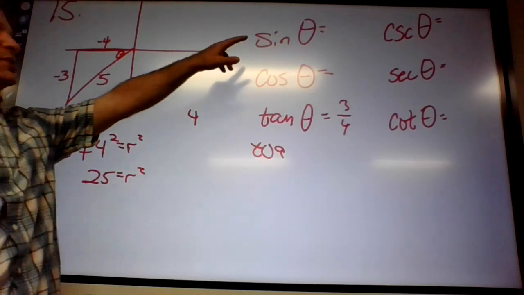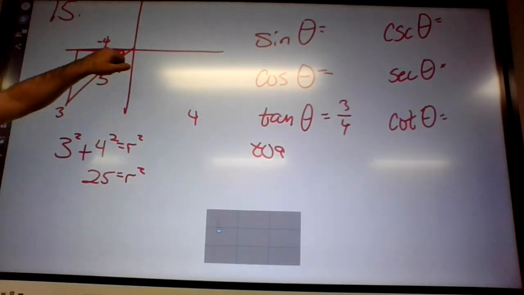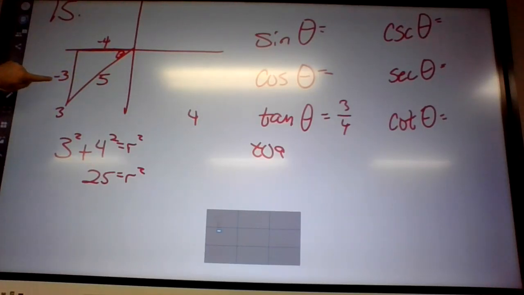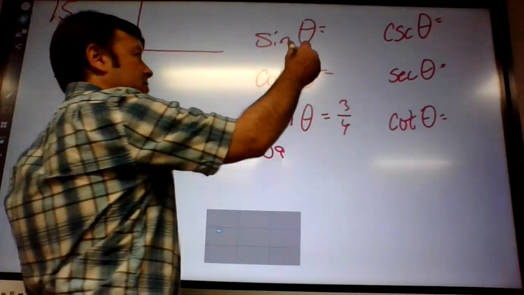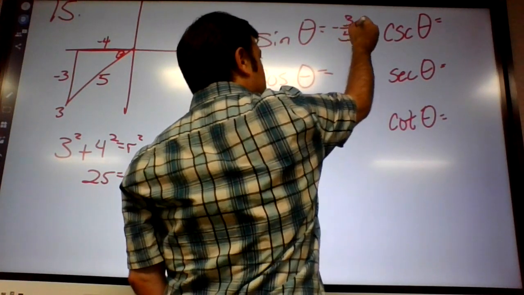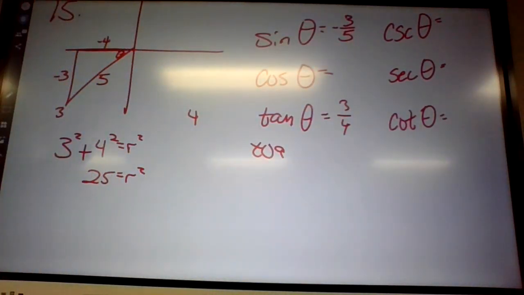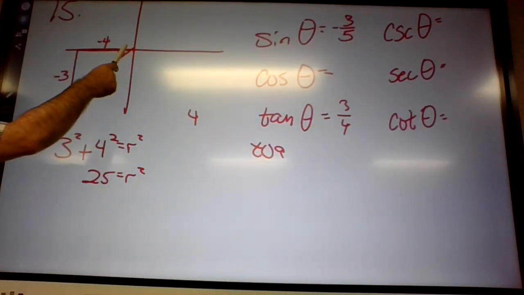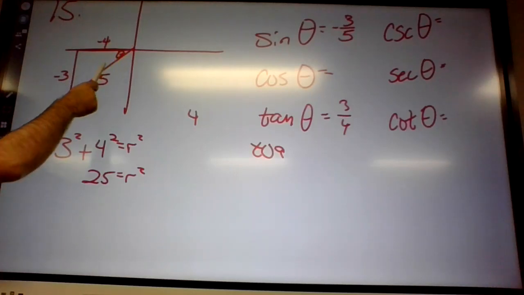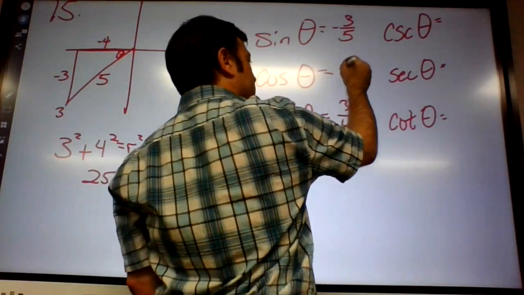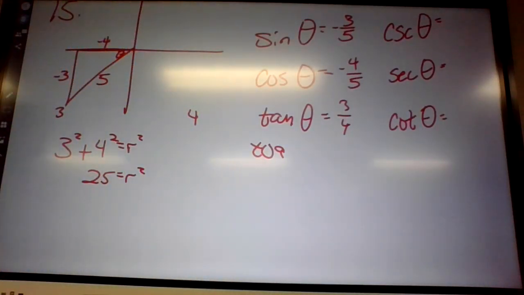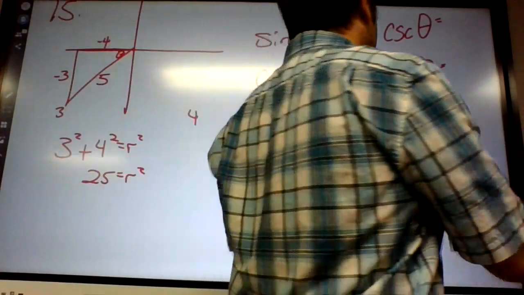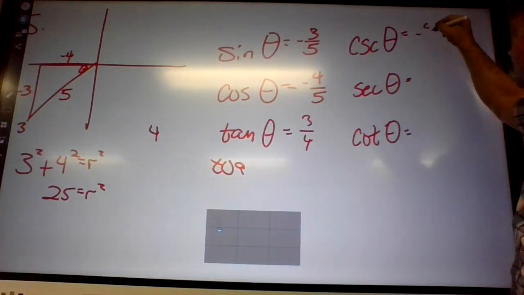Okay, so sine of this angle, what's sine supposed to tell us? Opposite over hypotenuse. So -3/5. Cosine is supposed to tell us adjacent over hypotenuse. And that's the hard part, because all these are just reciprocal, so you just flip them upside down.